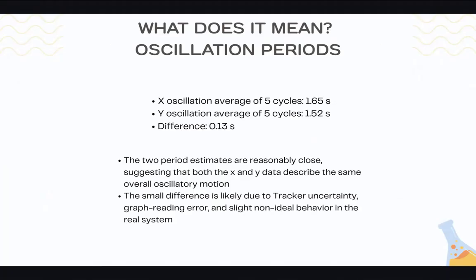The two values are still reasonably close, which suggests that the X and Y data describe the same overall oscillatory motion. The small difference is likely due to tracker measurement uncertainty, graph reading error, and slightly non-ideal behavior in the real system. And overall, this showed how the momentum principle, spring forces, gravity, and energy conservation can be used in a computational model to predict oscillatory motion and compare that prediction to real experimental data.